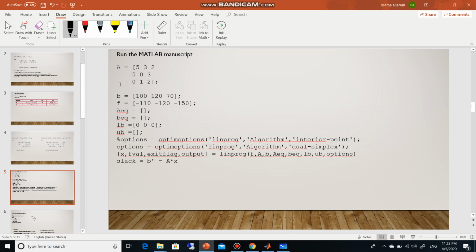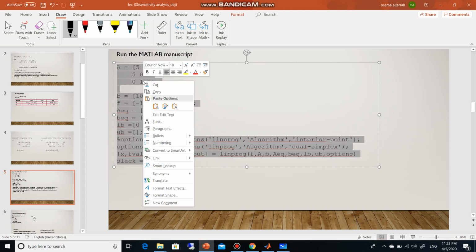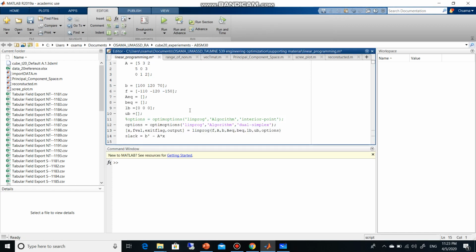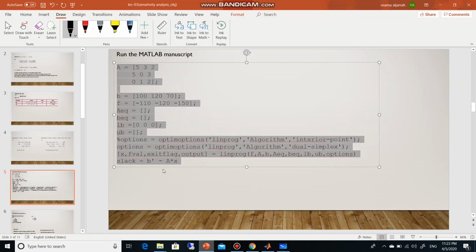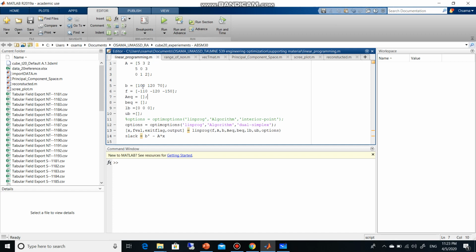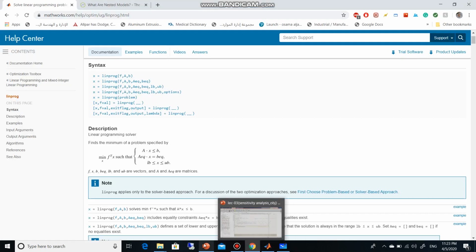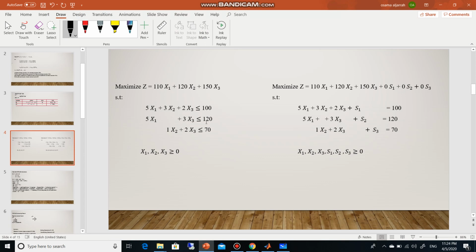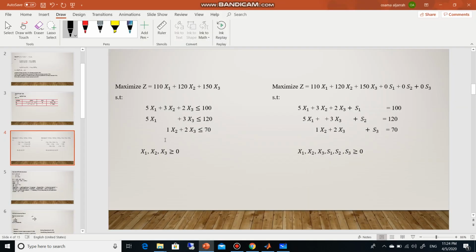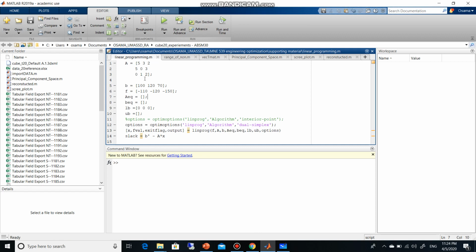So this is the MATLAB code. I can take it and put it over here. Then I save it. So I make sure, for example, the first constraint was 5x1 plus 3x2 plus 2x3 less or equal to 100. So let's see the code. It was presented: 5, 3, 2 with 100. Let's see the other constraint. It was 5 plus 0 plus 3 less or equal 120. So 5, 0, 3, and 120. The third constraint was 1, 2 less or equal 70, or sorry, 0, 1, 2, 70. So 0, 1, 2, 70.